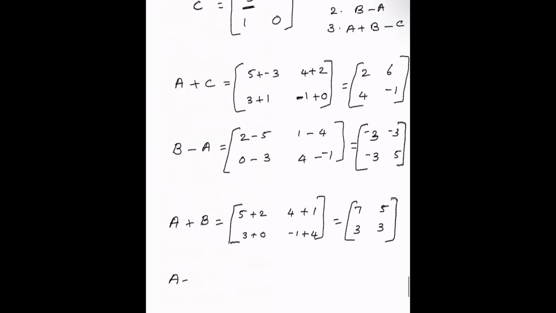Then I need to do A plus B minus C, right? I'm subtracting C from A plus B. So what is my A plus B? 7, 5, 3, 3. So minus 3 is subtracted from 7, then 2 from 5, 1 from 3, and 0 from 3. So this gives me 10, 3, 2, 3.